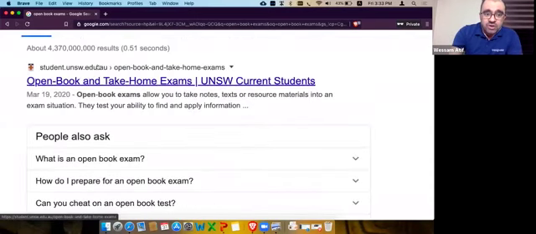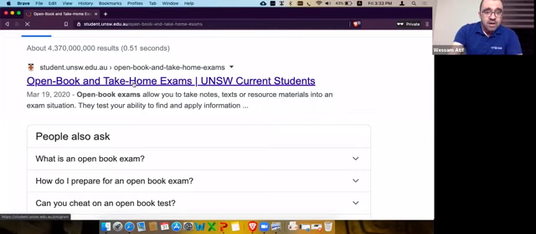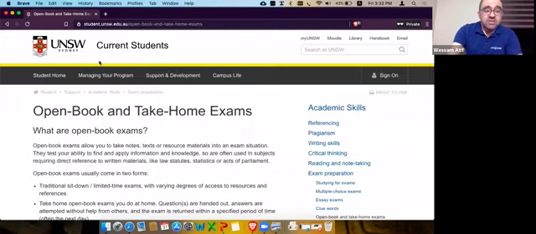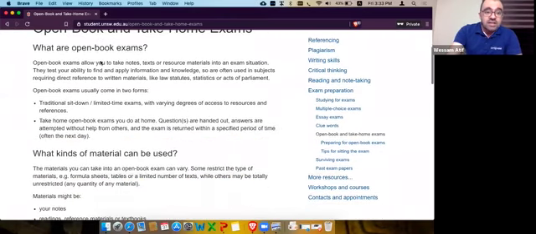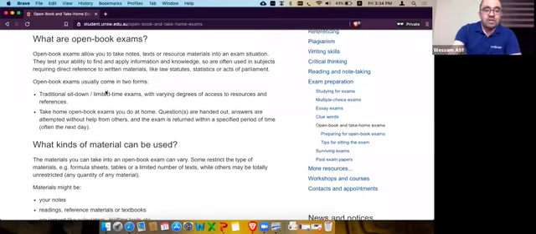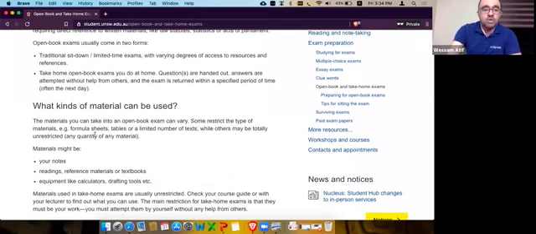This looks trustworthy. Why? Because it's from a university. Usually if it's .edu or .gov or something of that sort, then it may be trustworthy. So I'd open this up. This is open book and take home exams from, let's say, what university? This is an Australian university in Sydney. And it tells us what open book exams are, what kind of material you need to use, etc.